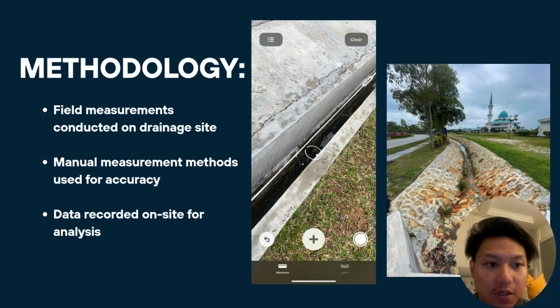This slide explains the methodology used for the field measurements. Field measurements were carried out at the drainage site to obtain real on-site data. Manual measurement methods were used to ensure accuracy and reliability of the measurements. All observations and measurements were recorded directly at the site to reduce error and support later analysis. The photos shown illustrate the drain condition and the measurement process during the site visit.